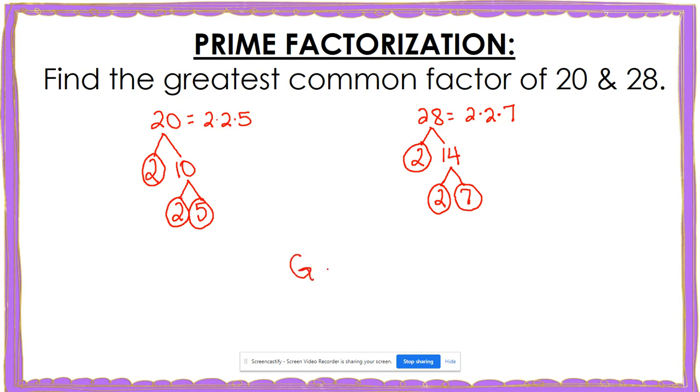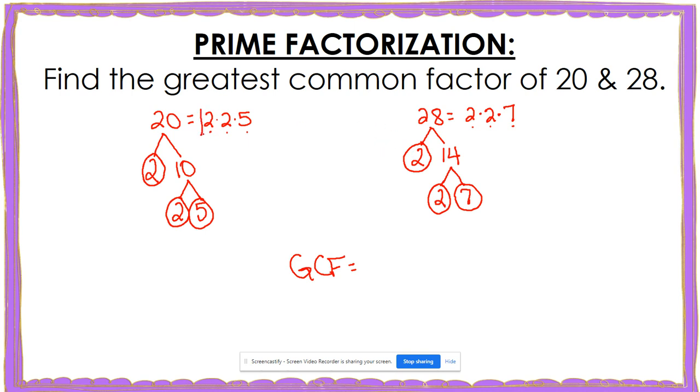To find the greatest common factor, which is the greatest number that they have in common, I'm going to look at their prime factorization. 20 is 2 times 2 times 5. 28 is 2 times 2 times 7. The greatest common factor is going to be what they have in common.